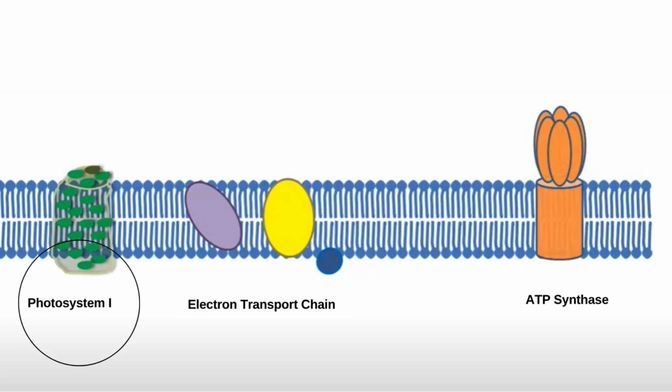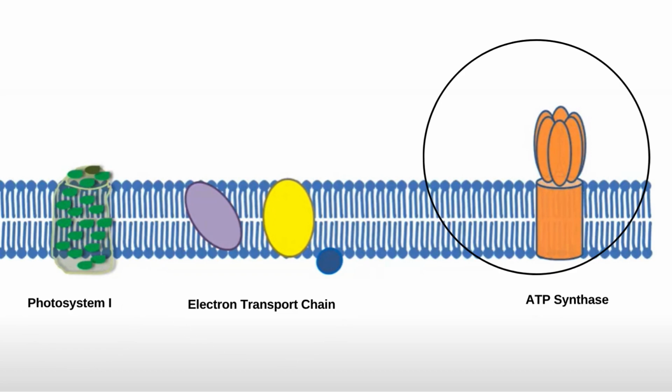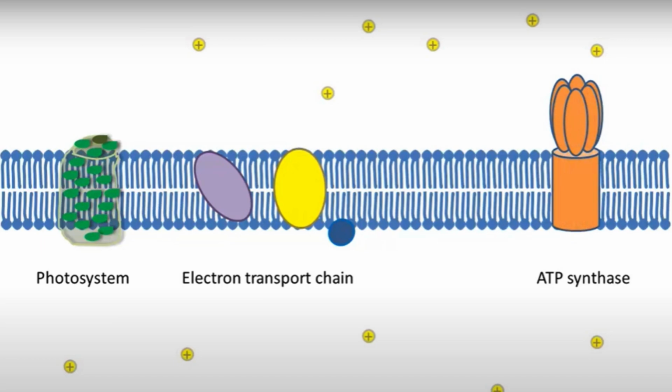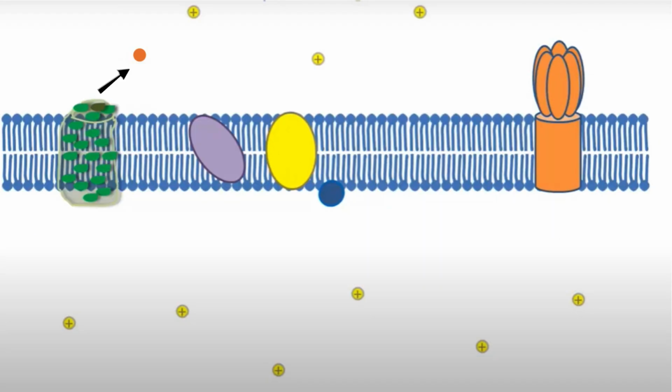Cyclic photophosphorylation involves photosystem 1, the electron transport chain, ATP synthase, and there are also protons distributed across both sides of the membrane. Cyclic photophosphorylation begins when sunlight hits photosystem 1. It excites an electron in the pigment molecules of the photosystem. An excited electron is expelled from the reaction center of the photosystem.